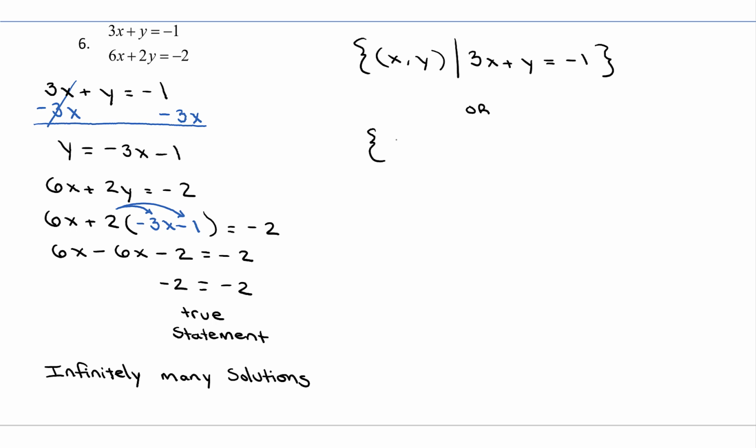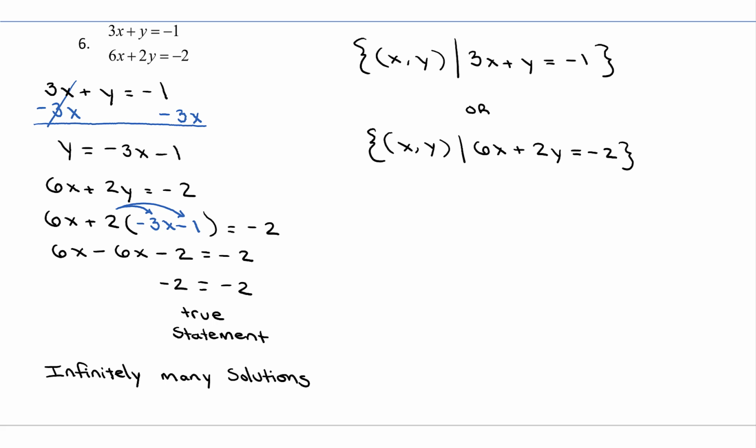Or we could also write it as the set of all ordered pairs x comma y such that, and we could use the other equation, that 6x plus 2y equals negative 2, and then close our braces. Either one of those equations is fine because they actually both represent the same equation, so you could use either one.